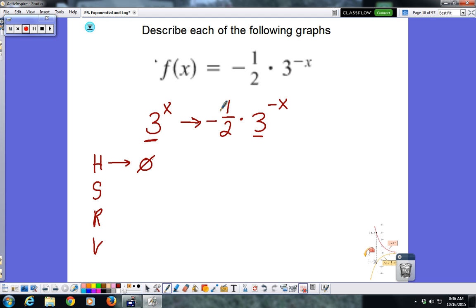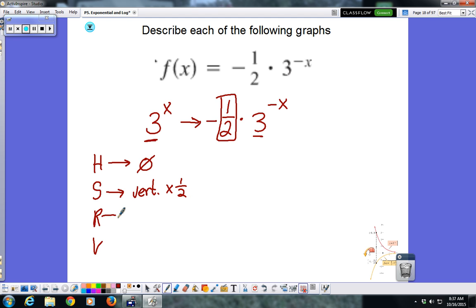Multiplying by a number will stretch and compress. We multiply by 1/2. Notice where the 1/2 is at. It's not up here in the x. Okay, it's out front. It's being applied to the whole graph. So we're going to stretch it vertically because it's not with the x, but it's applied to the whole. Vertically times 1/2. So we're actually compressing it half as tall.